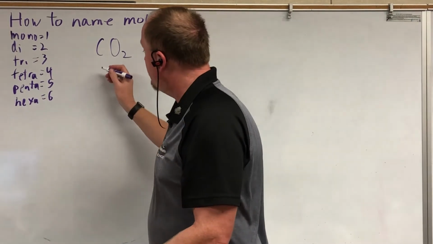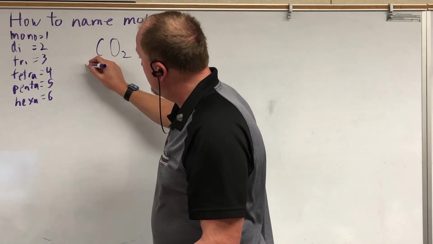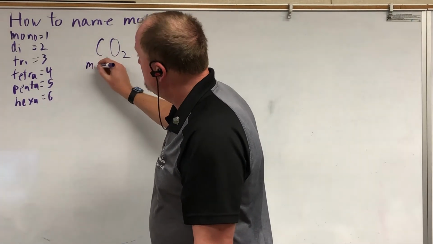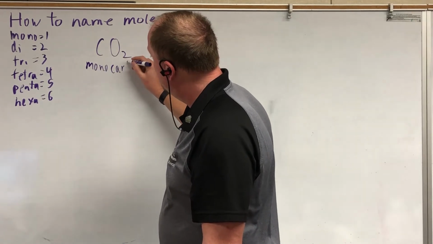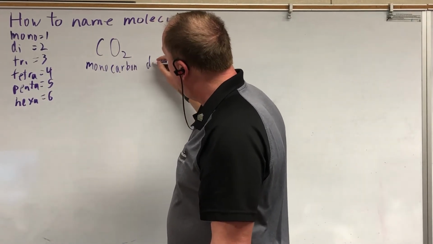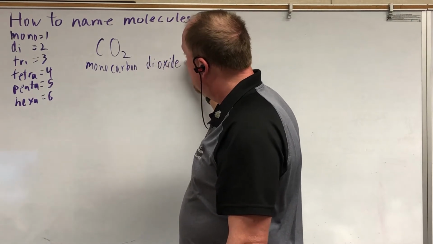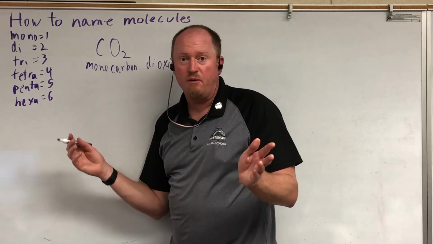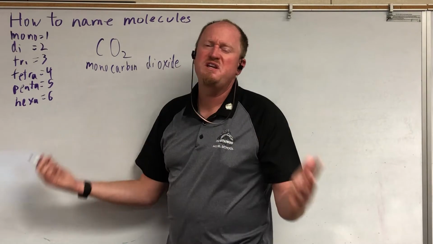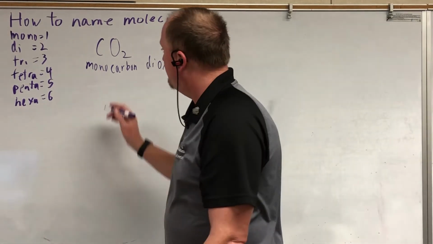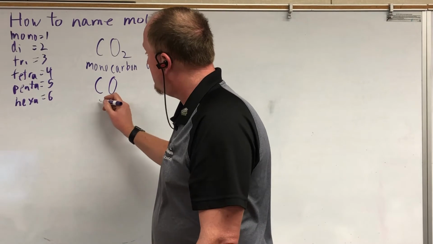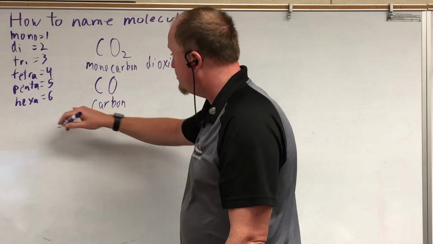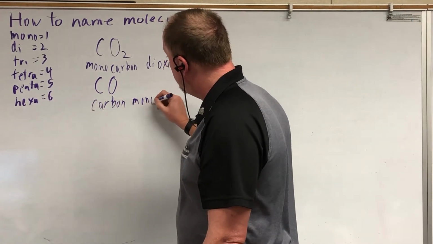Well, if you wanted to write that out, you've got 1 carbon, and you probably know this as carbon dioxide. Technically, it should be monocarbon dioxide, but usually, if it's just 1, we just leave it out. You should say that. We never do. Now, if you just have CO, that's carbon monoxide. That's one of the weird exceptions. And technically it should be monocarbon monoxide.